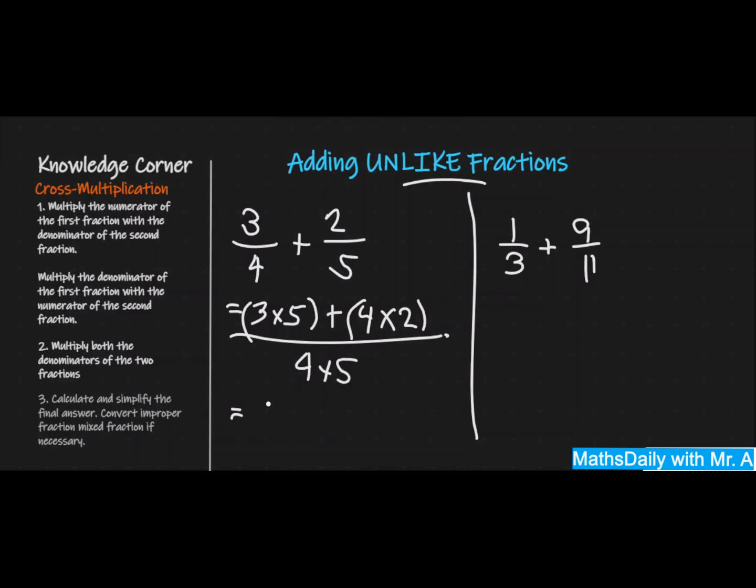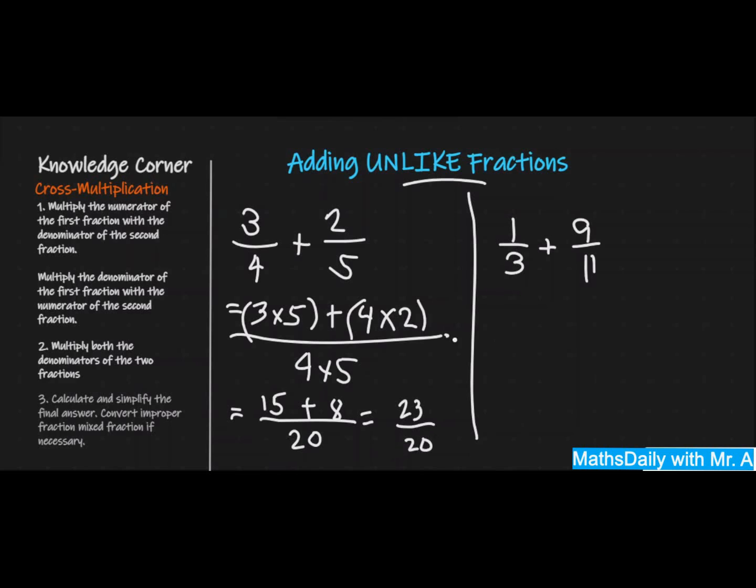So 3 times 5 is 15, plus 4 times 2 is 8, over 4 times 5 is 20. This will give us 15 plus 8 is 23 over 20. Now, our final answer is in improper fractions. So, we can convert this into a mixed fraction.